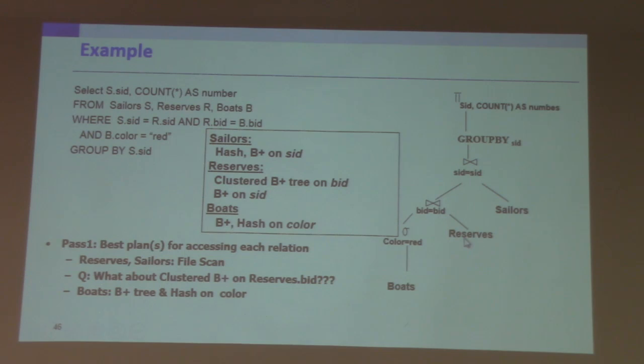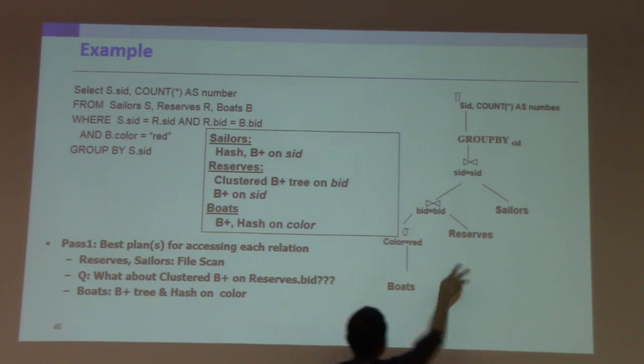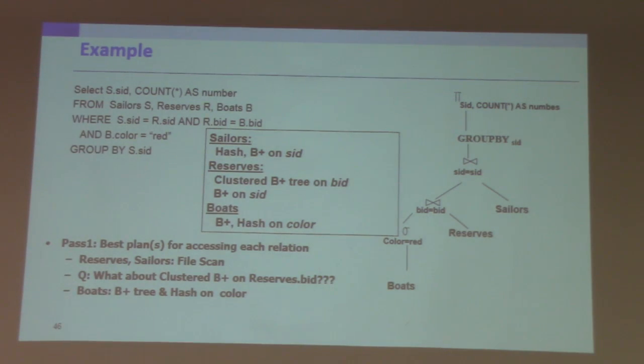What about for the reserve and sailors? For reserve and sailors, currently, you notice that even though there is no selection condition, you do notice there is a join condition on those, right? There is a join condition on reserve and sailors. So potentially, you might have to do a selection condition using boat ID to probe the reserve and the sailors. Does that make sense? So potentially.